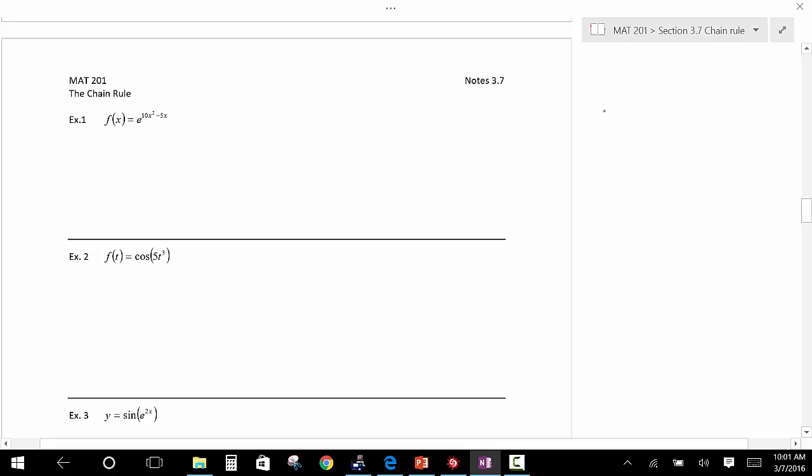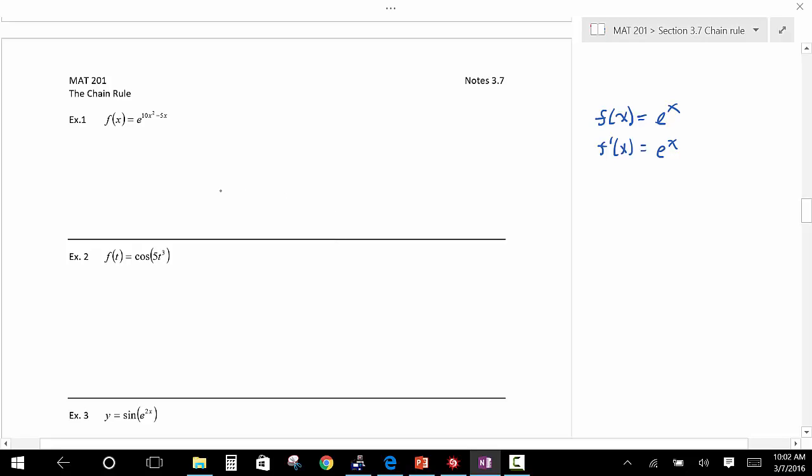When we do example 1 on the next page, if you have f of x equals e to the x, well, what's f prime of x? Have you got that one down by now? Good. Okay, it's e to the x. That's the simplest one to learn, right? Well, this is not the derivative of e to the x. It's e to the something.